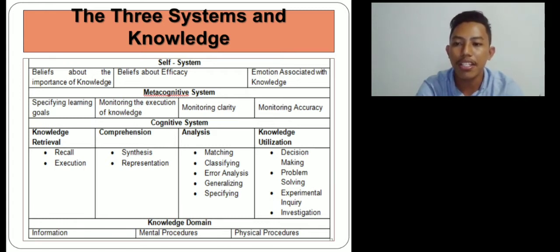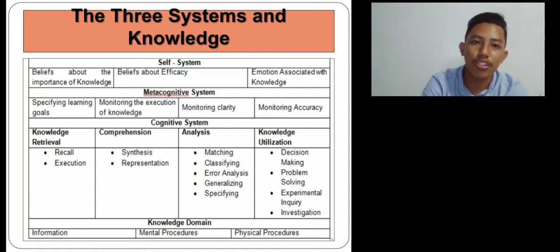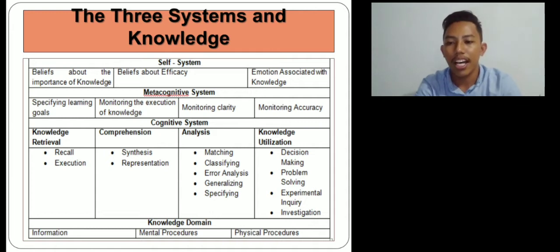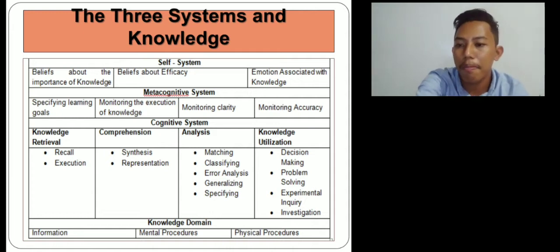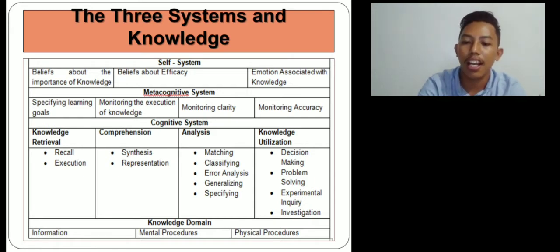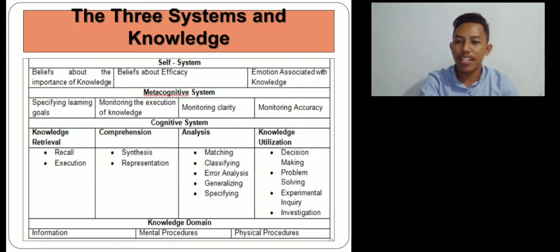And here in the cognitive system: knowledge retrieval, recall, execution, comprehension, synthesis, representation, analysis, matching, classifying, error analyzing, generalizing, specifying, and knowledge utilization, decision making, problem solving, experimental inquiry, investigation. And the knowledge domain: information, mental procedures, and physical procedures. So as you can see here, the 3 systems of knowledge, each level goes from low level to high level. So first here, the knowledge domain.